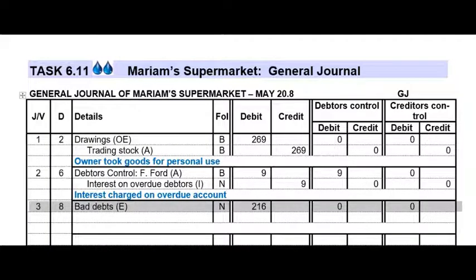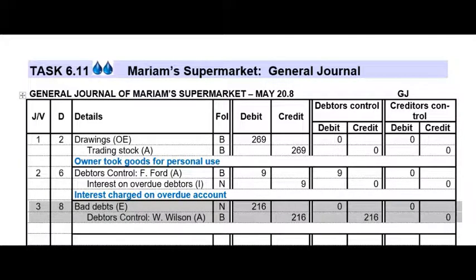Okay, bad debts is an expense account that we debit. That goes to the nominal section. It doesn't affect debtors or creditors control. And then the debtors control account of W. Wilson must be credited. We take that value out there because we will never see the 216 Rand. And you write 60 cents in the Rand of the debtor's account is written off. You don't have to write all of that. You can just say account written off. Okay, but I just like to write more rather than less to ensure that I will get my marks at the end of the day.